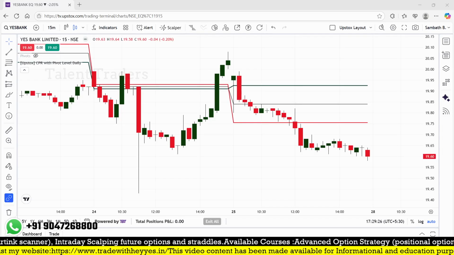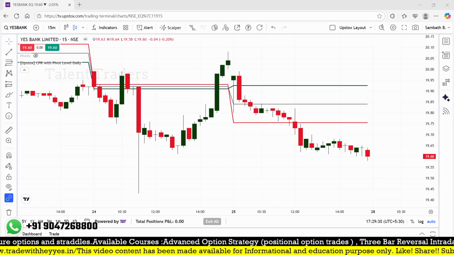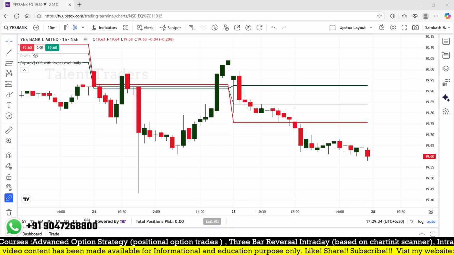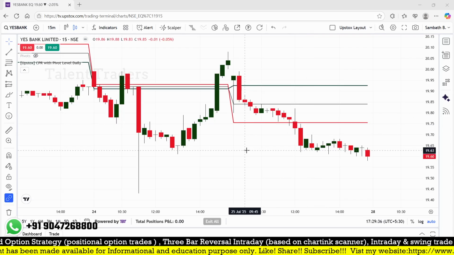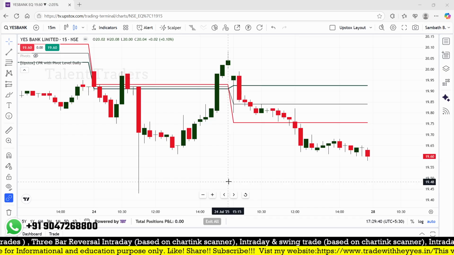In this video, I'm just going to create a charting scanner based on the CPR indicator. Yesterday we tried to create some scanners. Finally, we found it, and here I'm going to update that scanner, which helps you find some opportunities.